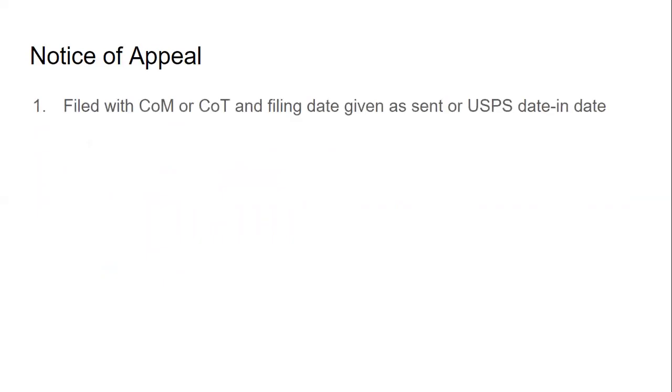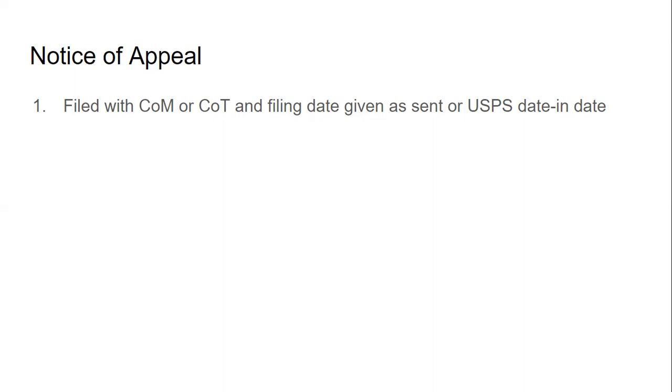Starting out with the notice of appeal, it can be filed with a certificate of mailing or a certificate of transmission, and the filing date is given as the date sent or the USPS date. This is kind of a weird ruling that we talked about in the MPEP 500 review. Let's say the notice of appeal needed to be filed within a 3 month period from the office action. Even if it's filed on the last day with a certificate of mailing, it counts as being filed based on that date.